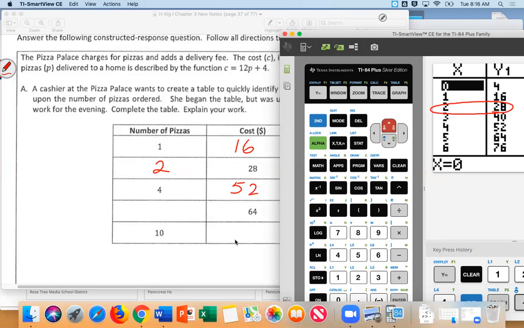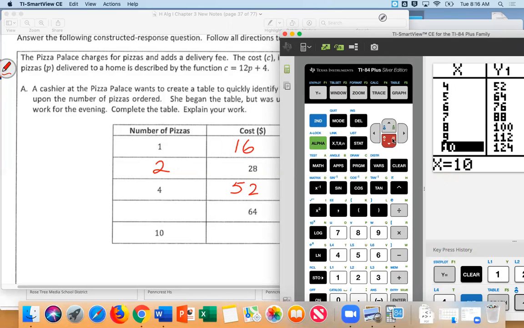Let's pick on Drew. Can you give me another one? 124. How did you get that? That's not even on it. Yeah, but how'd you get it? Did you do something different? Notice I only have 0 to 6. What did you do to get it? Scroll down. So if you want other points, and I know it seems simple, but a lot of people forget that you can scroll and you can move your table. So now I can see 10 and 124.